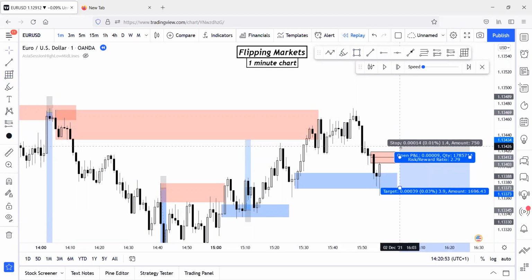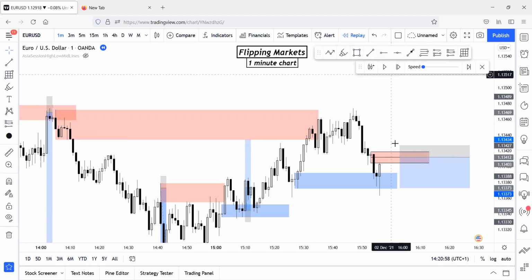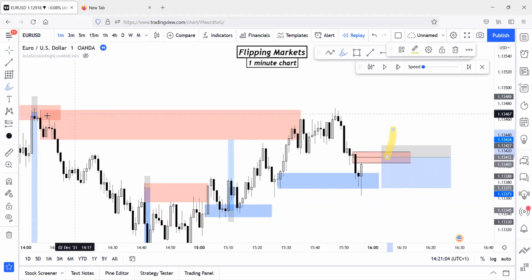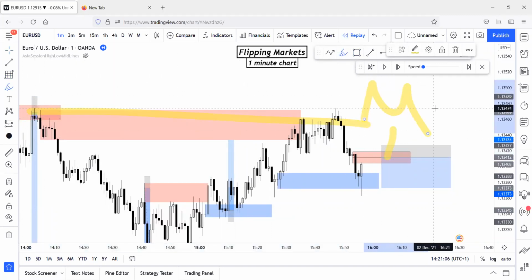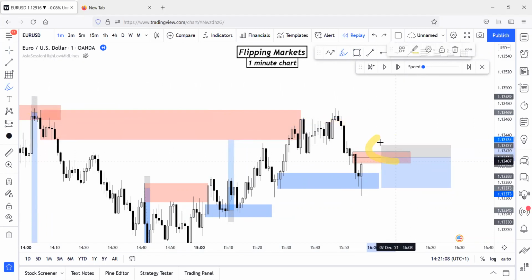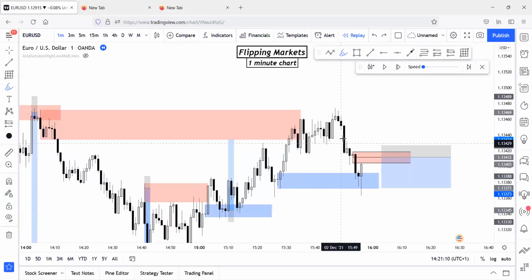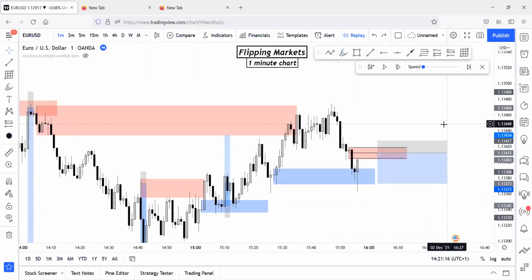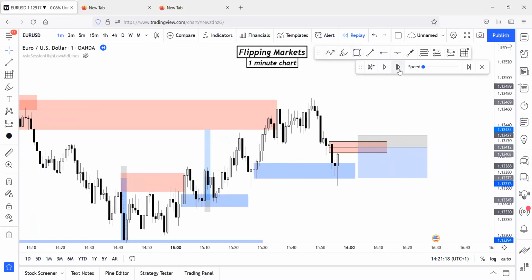And I will set 1.5 pip stop loss, because the 2 pip stop loss wouldn't change the fact that if it breaks, then price will go up for the upside liquidity. So I will keep it short because there's no more supply or liquidity that needs to be taken out. So I will just keep the 1.5 stop loss, and let's see what price will do.